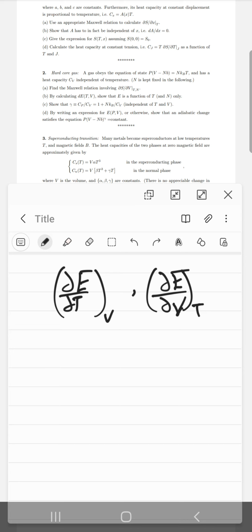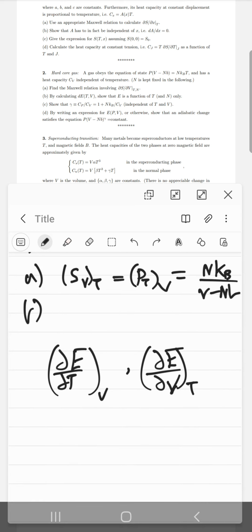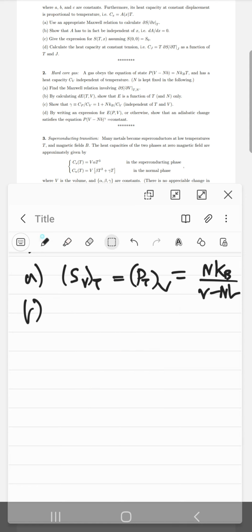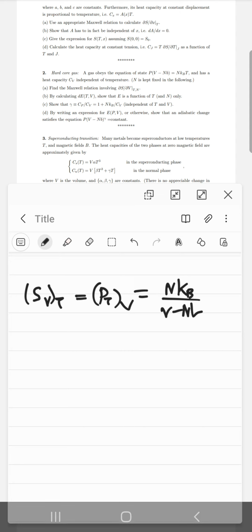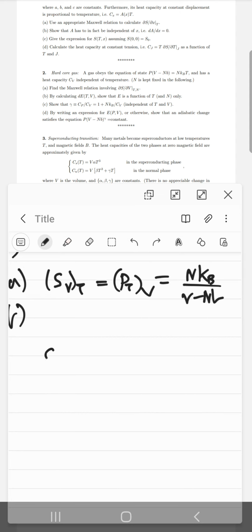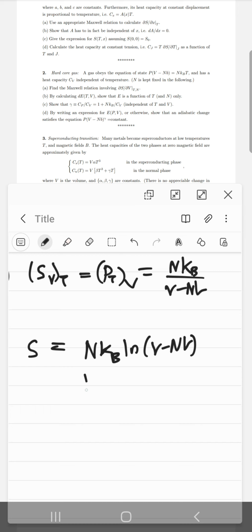Okay, so we'll have to go to entropy, otherwise how am I even going to solve this? So you have S as a function of V and temperature. I guess this is okay. We can use this fact to integrate this and then get something for S. So S will just be N kB natural log of V minus NB plus some constant, but plus some function of temperature. That's the idea. Cool. That does not quite help though.